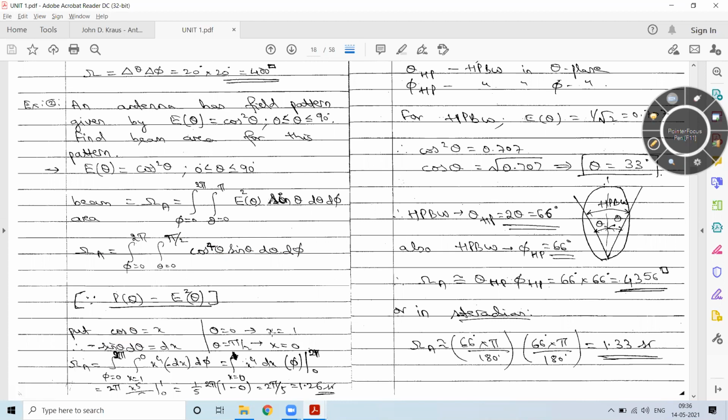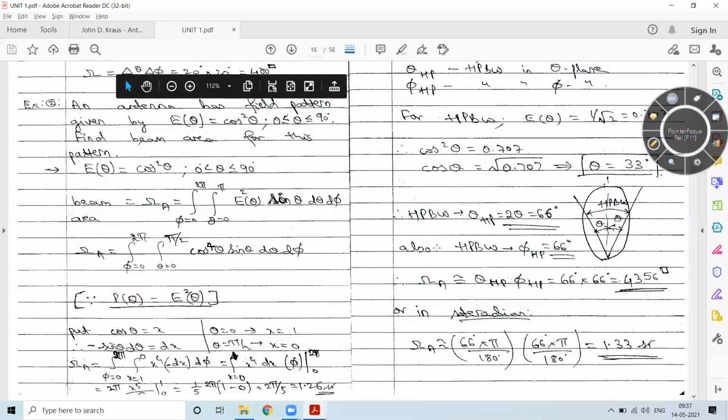When we substitute these limits and simplify, for the beam area we get 2 pi by 5, which is 1.26 steradians. So this is the beam area, or beam solid angle, which is subtended by this radiation pattern.